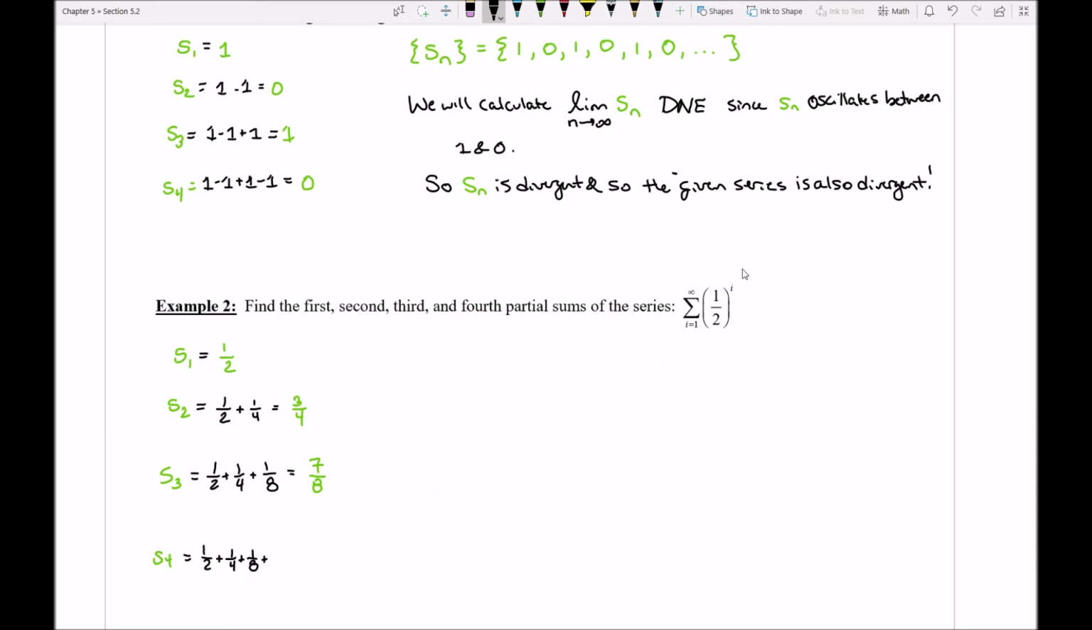My fourth item would be when I plug in a 4, and that gets me 1/16. So notice, the first 3 items added to 7/8. That's the same as 14/16. Adding on one more brings me up to 15/16.